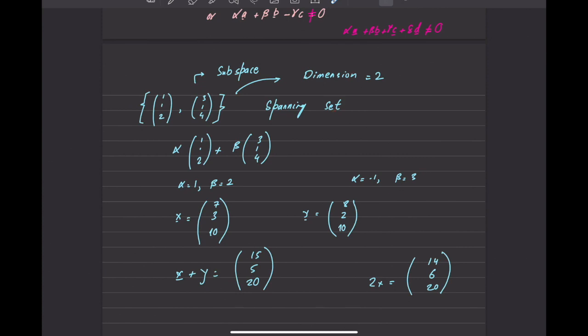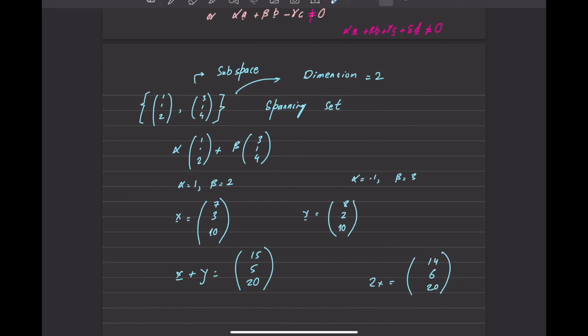And hence, any vector which is part of the vector space should be a linear combination of scalar multiple of the two basis vectors over here. So it'll be alpha times 1, 1, 2 plus beta times 3, 1, 4.